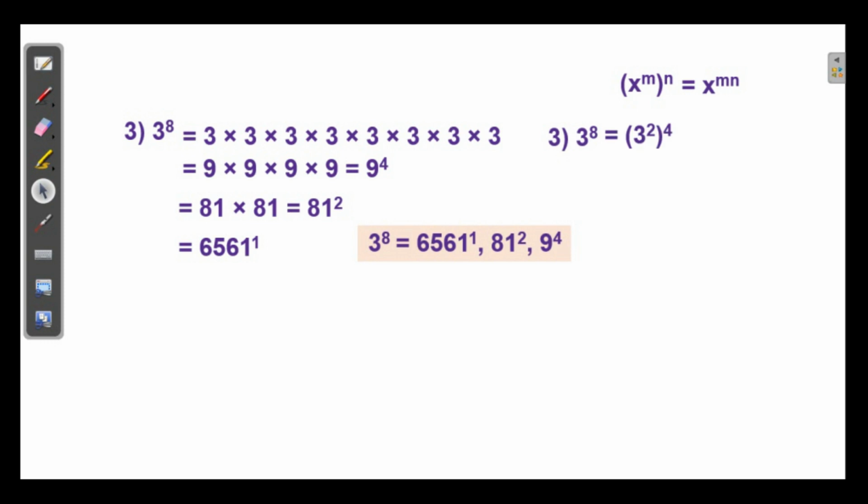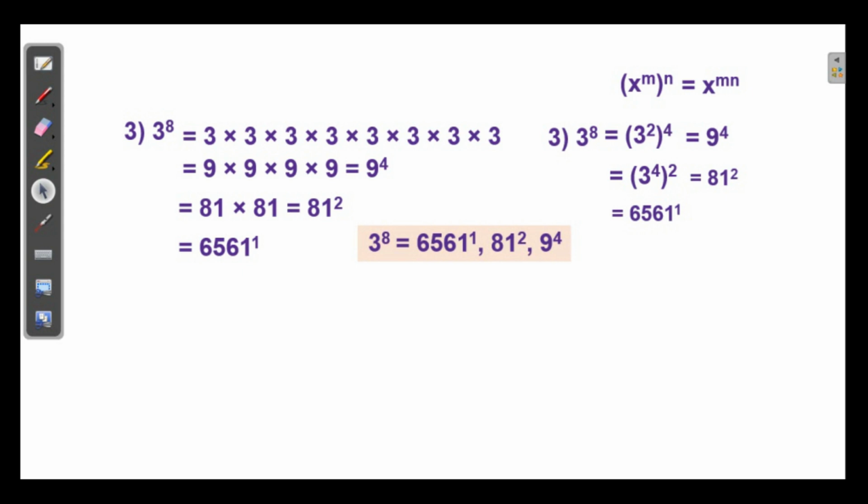And if we are writing this using the power of power rule, (x^m)^n is equal to x^(m into n). 3^8 is equal to (3^2)^4. 8 is equal to 2 into 4, that we know. 3 square is 9, 9^4. Then we can write 8 as 4 into 2. So 3^8 is (3^4)^2. 3^4 is 81. 81 square is 6561. So in this way also we can write it.